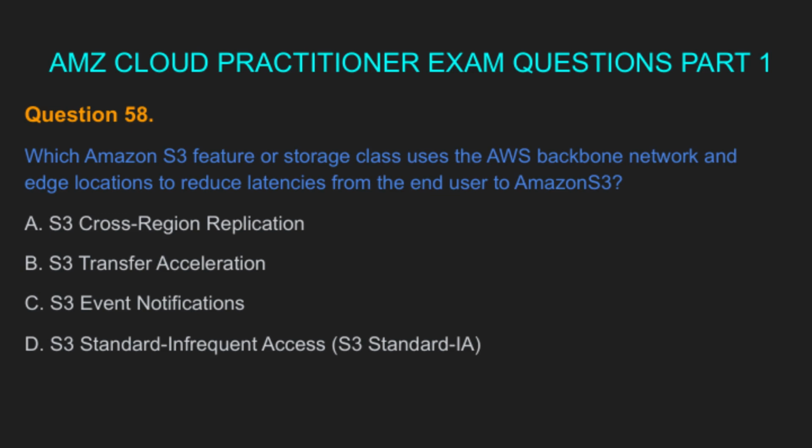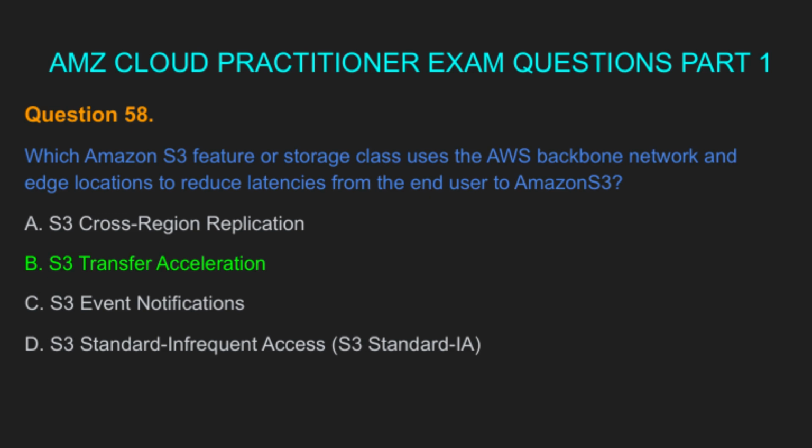Question 58. Which Amazon S3 feature or storage class uses the AWS Backbone Network and Edge locations to reduce latencies from the end user to Amazon S3? A. S3 Cross-Region Replication. B. S3 Transfer Acceleration. C. S3 Event Notifications. D. S3 Standard Infrequent Access, S3 Standard IA. The correct answer is B.